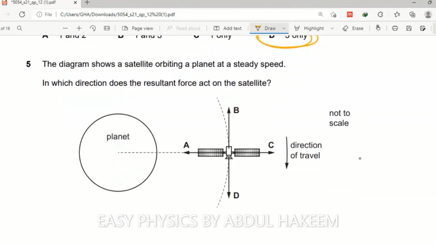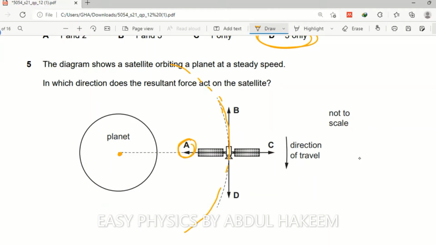Next, number 5. The diagram shows a satellite orbiting a planet at a steady speed. In which direction does the resultant force act on the satellite? Definitely, the satellite is moving in a circular path. So in a circular motion, the resultant force, meaning the centripetal force, acts towards the center of the planet, the center of the circle. So definitely A is the option.